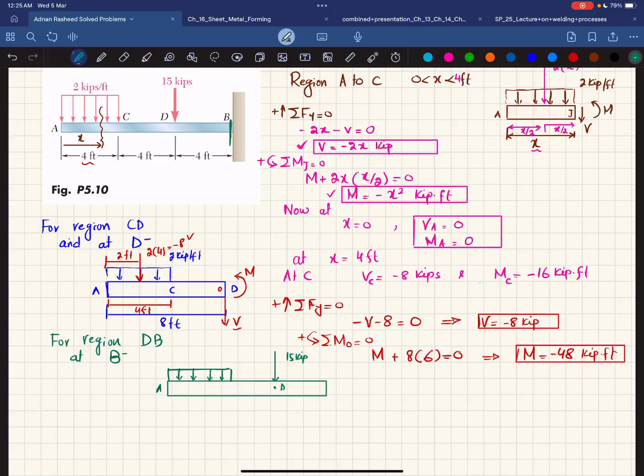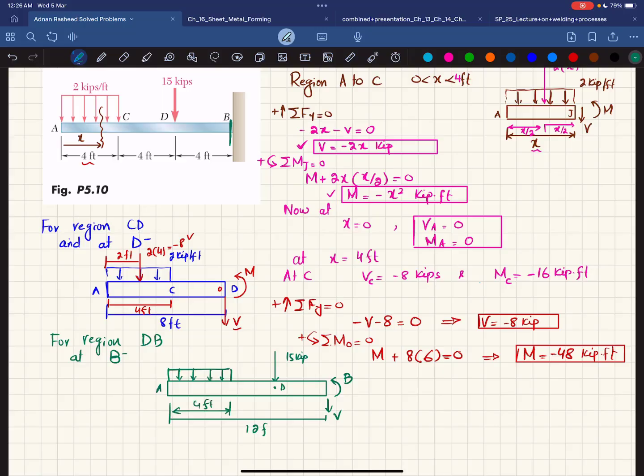Clear? And at point D, when you cut it, you will have a shear force V and a bending moment M. The total length of this beam is now 12 feet till point B. This is 12 feet. This distance is 4 feet.